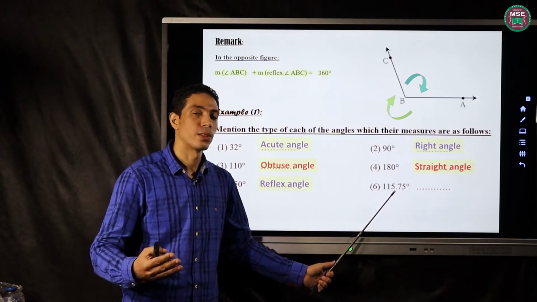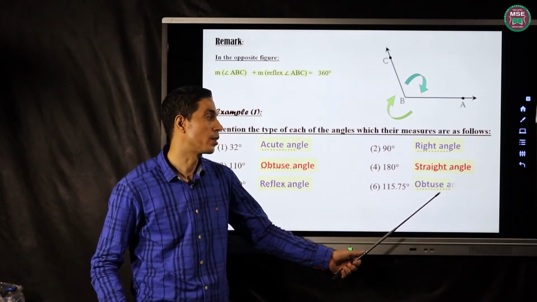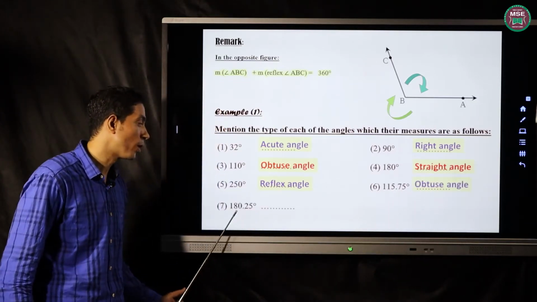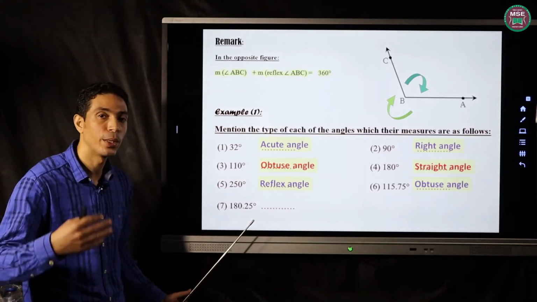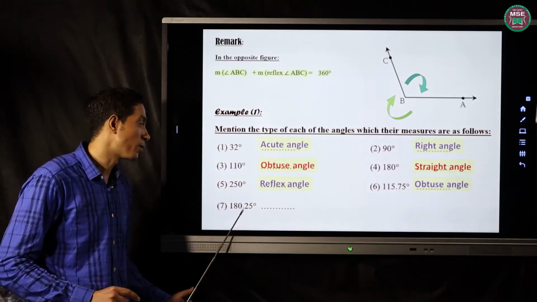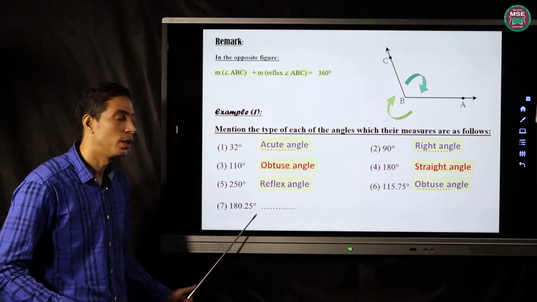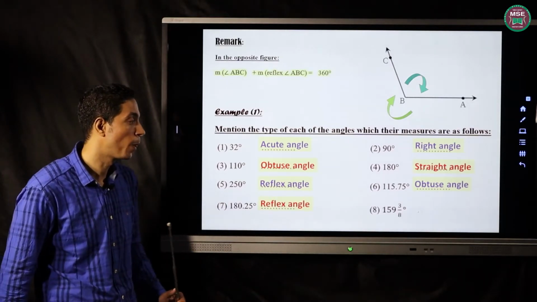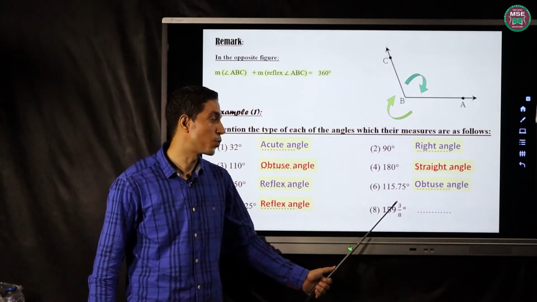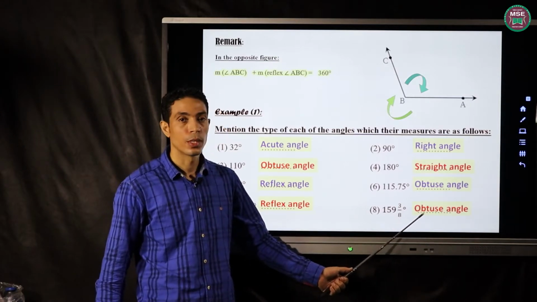115.75, it's bigger than 90 and less than 180, then it's an obtuse angle. 180.25, it's bigger than 180, then it's not a straight angle, it's a reflex angle. 159 and 3/8, it's an obtuse angle.